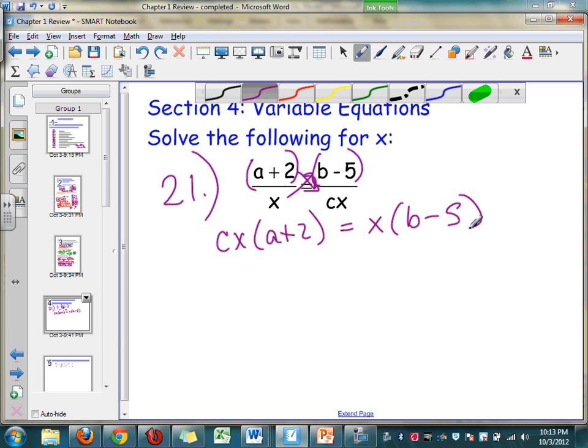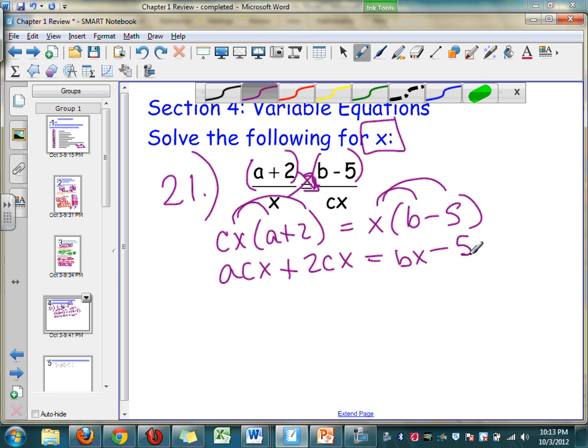Now, I'm solving for x. So since I'm solving for x, what I need to do is distribute the x's. So this is going to give you acx plus 2cx is equal to bx minus 5x.